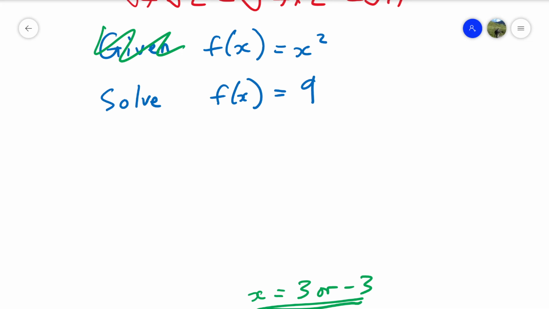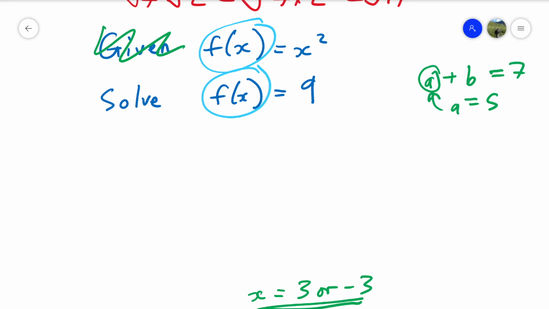What if we had the equation, we've had it before, haven't we? We had like a plus b equals 7, and then a equals 5. And then it's like, oh, well, if I know what a is, I could just stick it in there. Well, look at this. We've got f of x and f of x. They're the same thing.